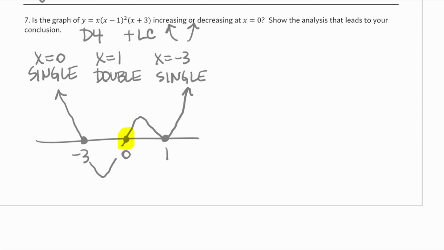So if they're asking if we're increasing or decreasing at x equals 0, we're going to look right there at x equals 0, and I'm going to notice that as I move left to right, the graph is going up. So I'm going to say that's increasing.